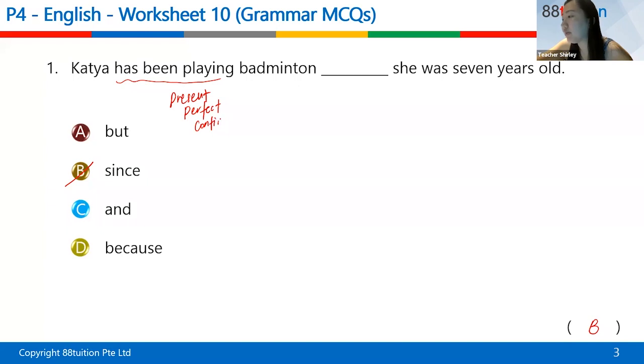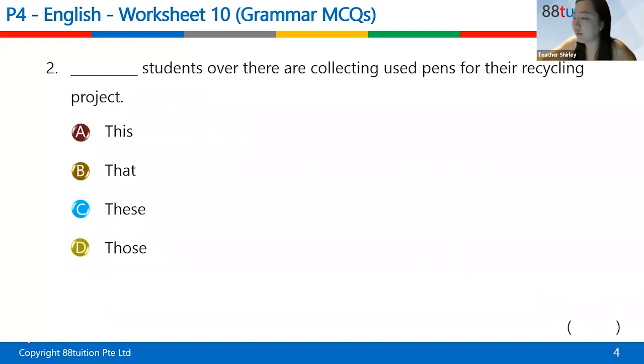It's actually present perfect continuous tense. Okay, next one. What students over there are collecting used pens? Those. How do you know it's those? Because it's plural and they are there, not here. They said there. Very good.